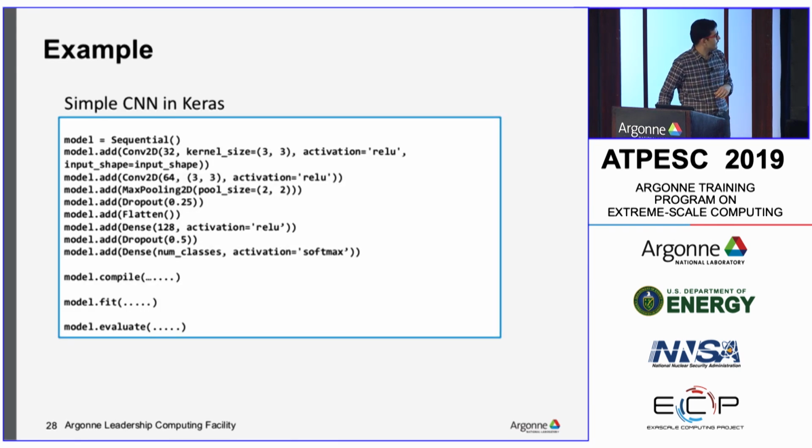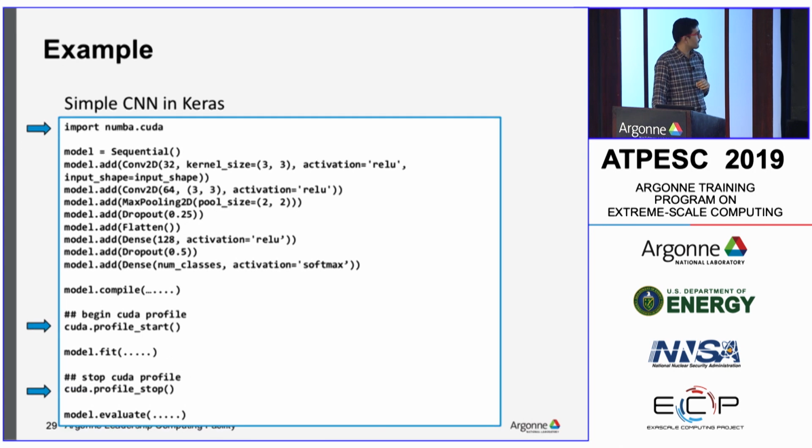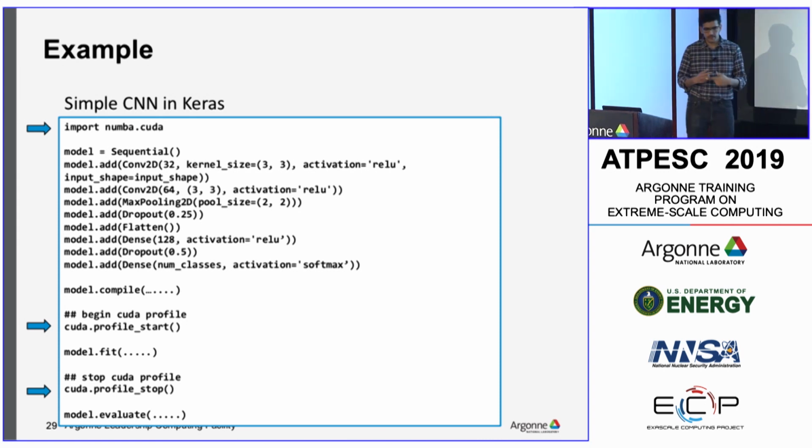So for example, this is a simple CNN code, written in Keras with a TensorFlow backend. If you want to run this code and profile it, at a high level, we import a profiler-related module called Numba. Numba is a JIT compiled Python. So when we import that, model.fit is where the model training is actually occurring.